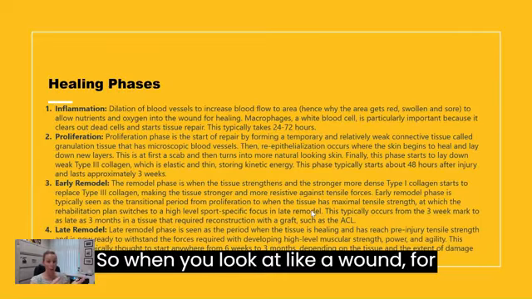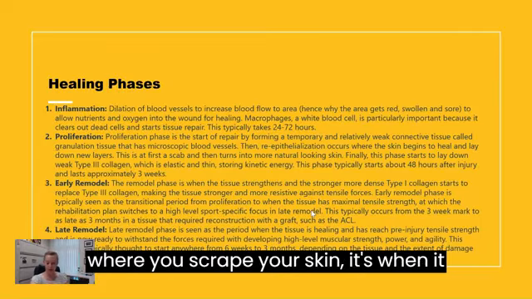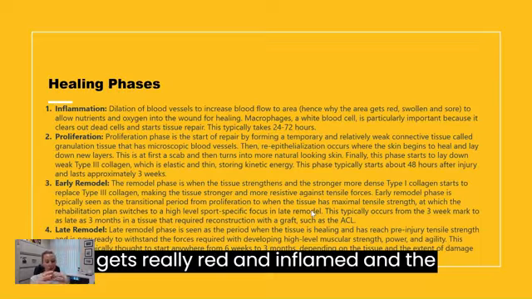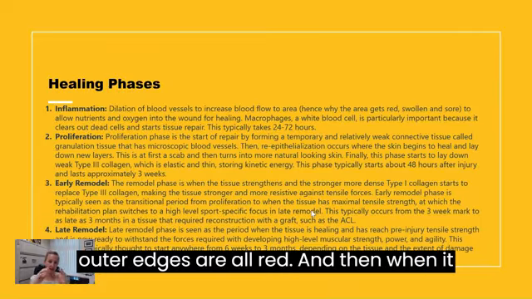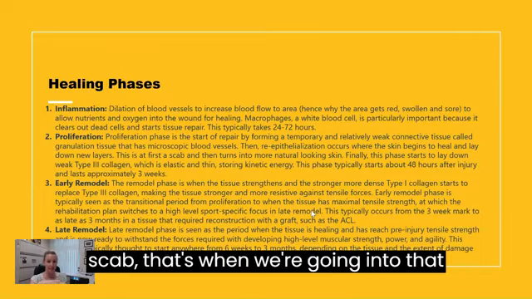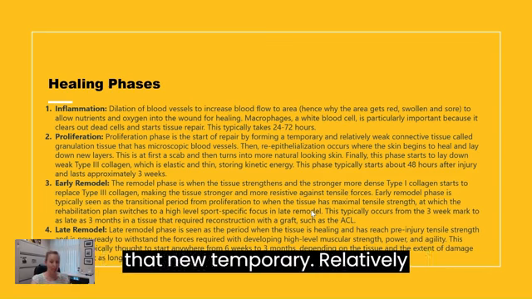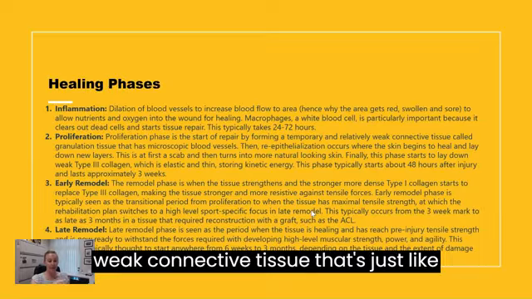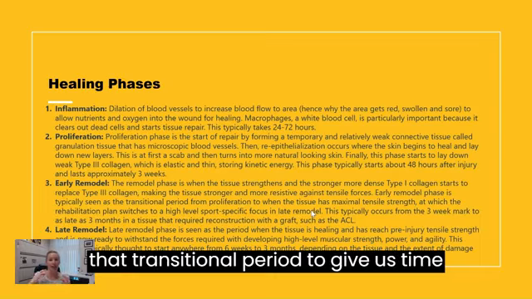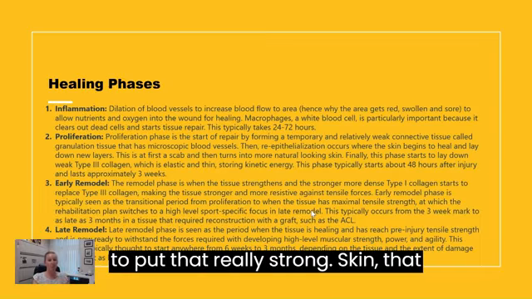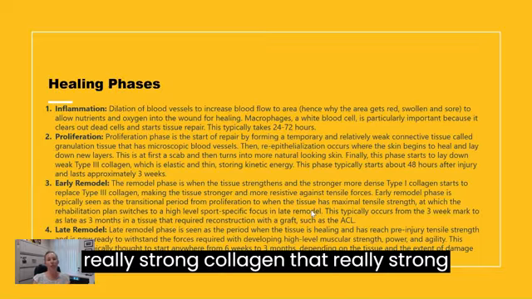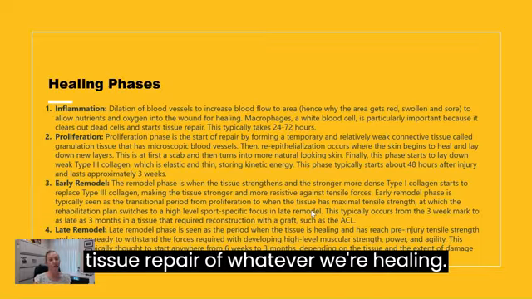So when you look at like a wound, for example, like an abrasion or something where you scrape your skin, it's when it gets really red and inflamed and the outer edges are all red. And then when it starts to calm down and you get that scab, that's when we're going into that proliferation phase. Proliferation is that start of that repair. It's forming that new temporary, relatively weak connective tissue that's just like that transitional period to give us time to put that really strong skin, that really strong collagen, that really strong tissue repair of whatever we're healing.